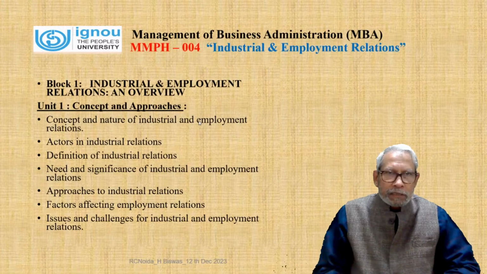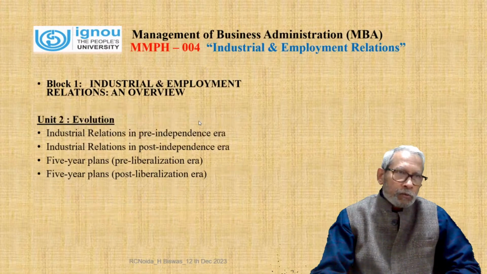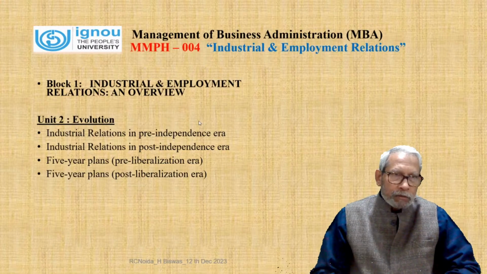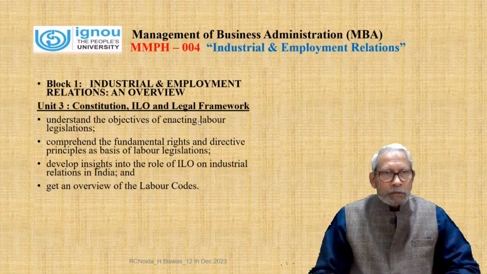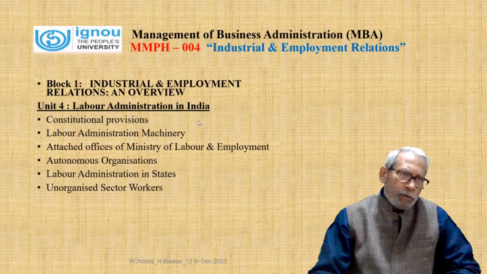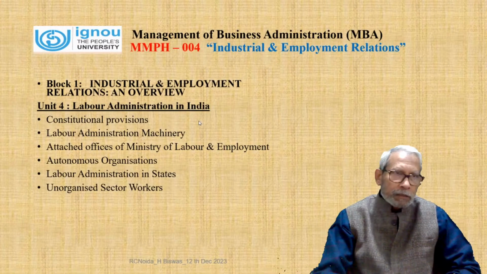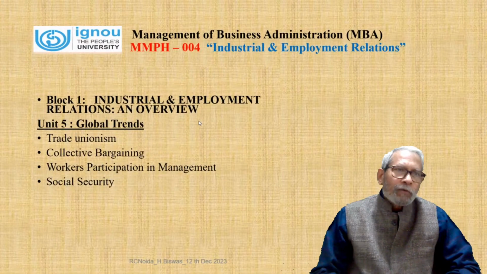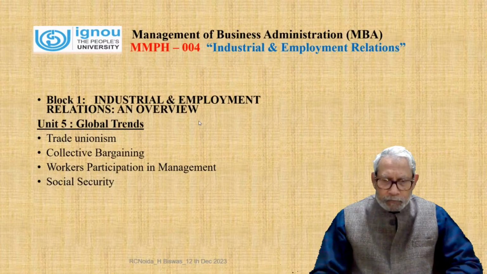The first block is industrial and employment relations: an overview, where unit number 1 is the concept and the approaches. Then unit number 2 is evolution, and unit number 3 is constitution, ILO and legal frameworks. Unit number 4 is labor administration in India, and unit number 5 is global trends. All of these are included in block number 1.